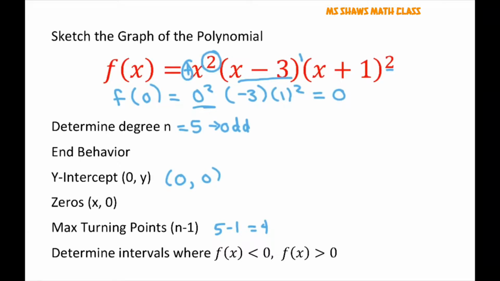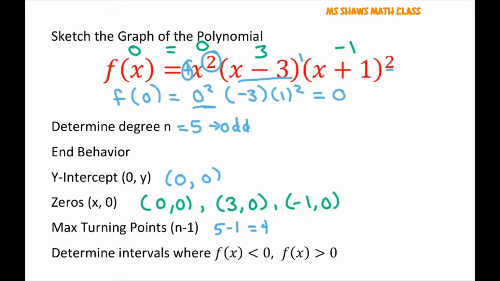And our x-intercepts, or our zeros, is when y is 0. So basically, if this is 0, then you have a 0 here, 3, and negative 1. So let's write those down: 0, 0, 3, 0, and negative 1, 0.